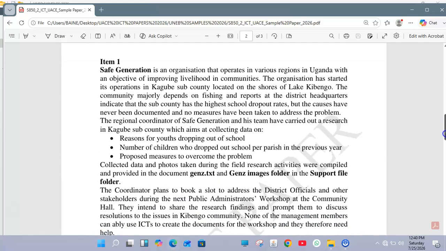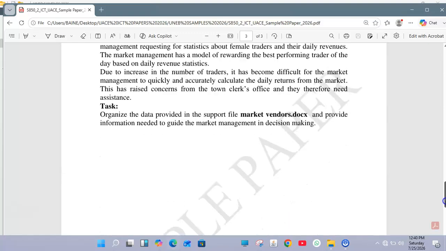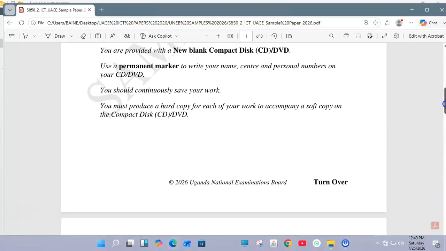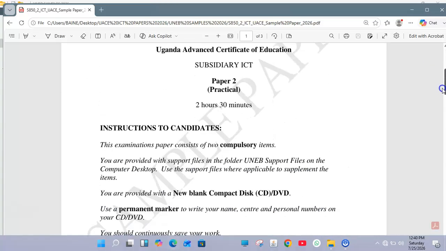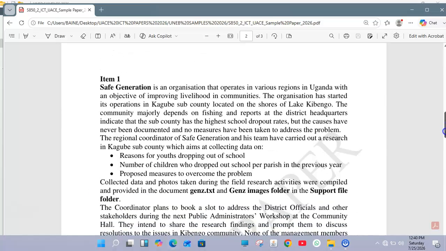We look at item 1 with two approaches. We look at item 2 with also two approaches. But before we go far, let's read through this question that we are supposed to understand and know what is required. Then in the next session I will give you the full tips on item 1.